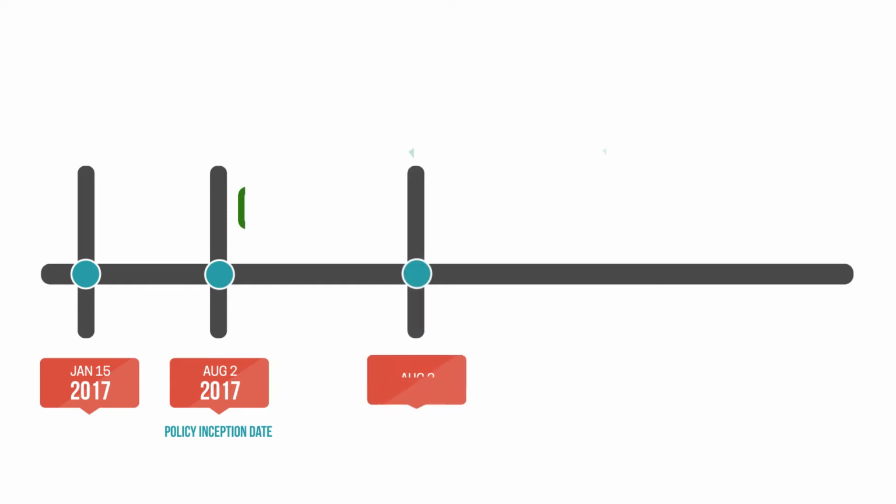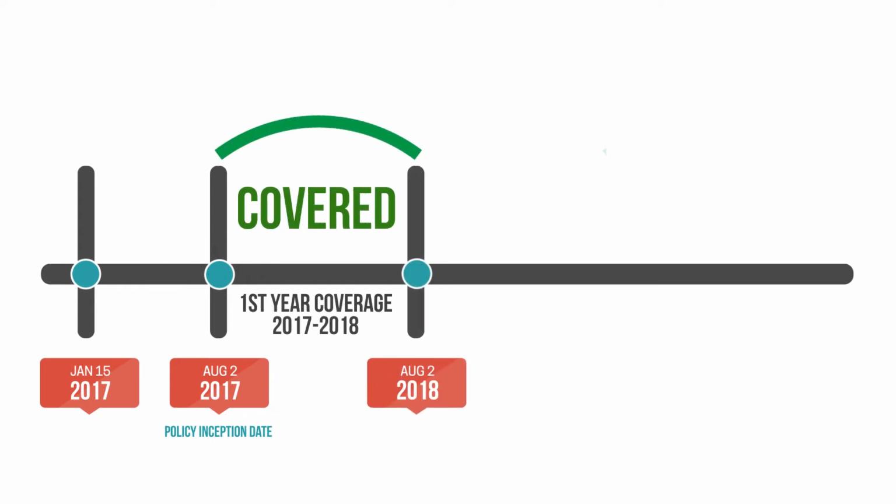The date Kathy hung out her shingle happened to be January 15, 2017, and she submitted an application for a malpractice policy on August 2nd. Shortly thereafter, she was approved, and the first day of coverage, the policy inception date, was set at August 2nd, 2017. The policy term is 1 year. Because this is her first policy, the policy inception date will also be her retroactive coverage date.